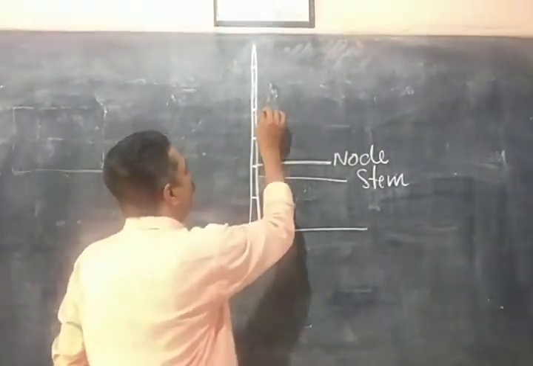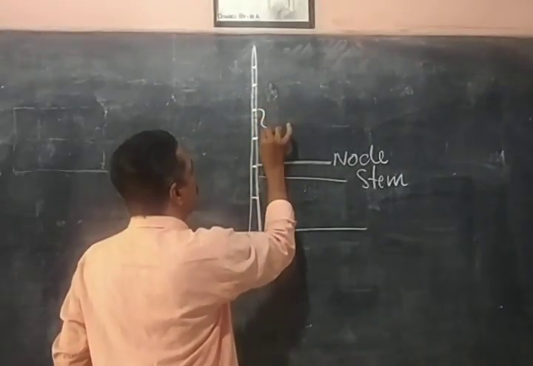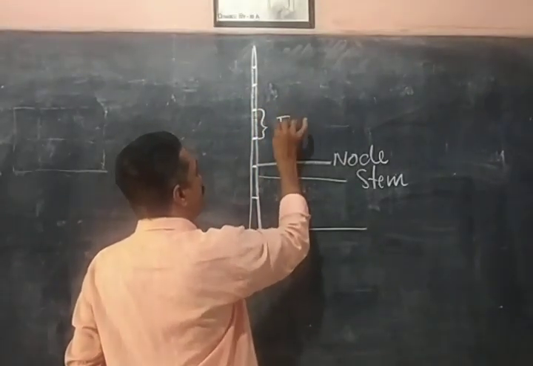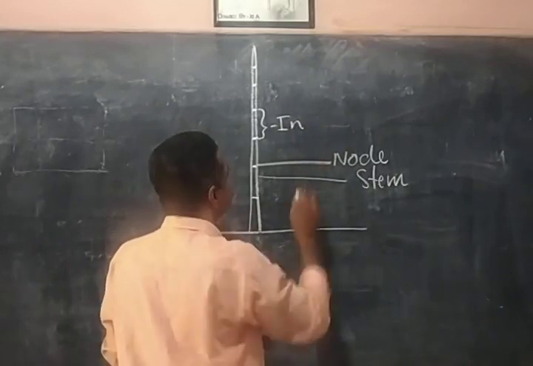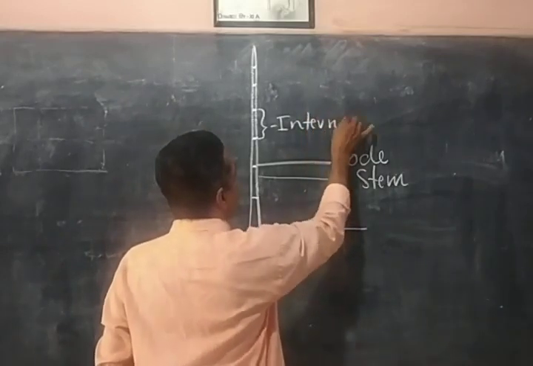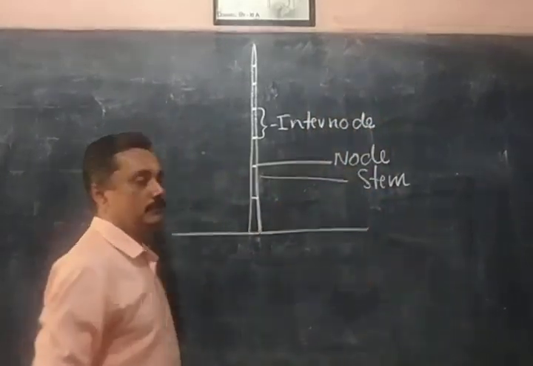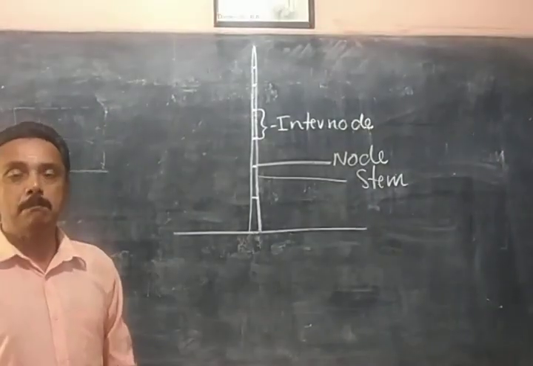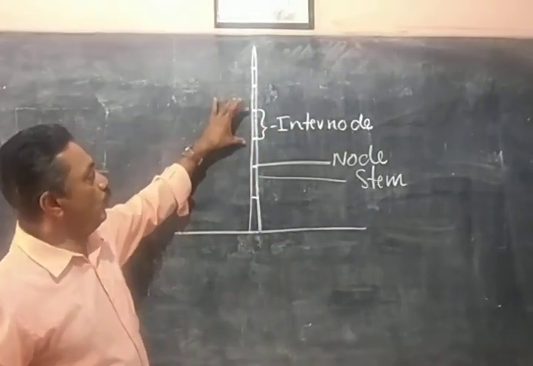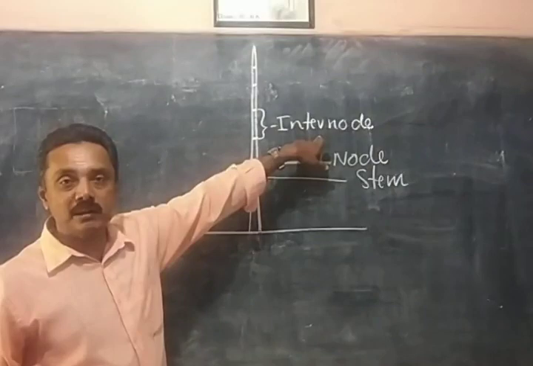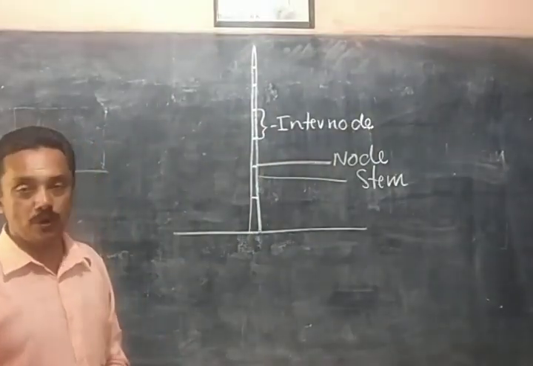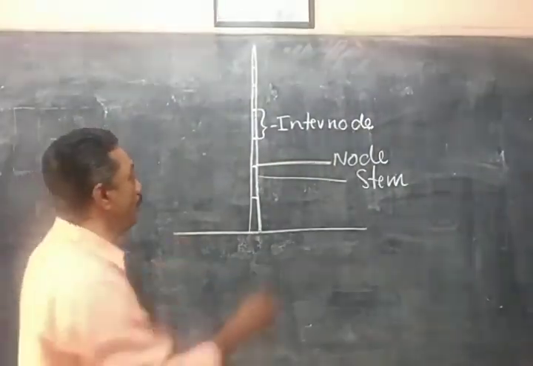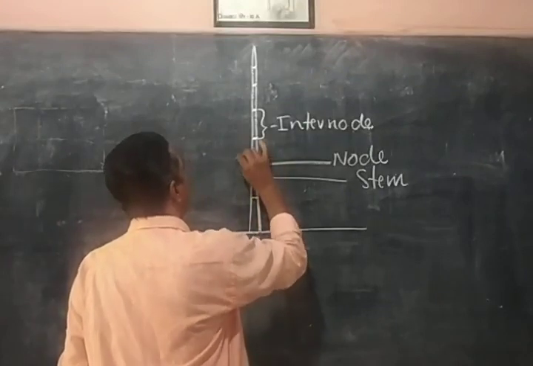The place between two nodes is called internode. The part of the stem between two nodes is called internode. Inter means between. From the node, leaves originate from the nodal region.